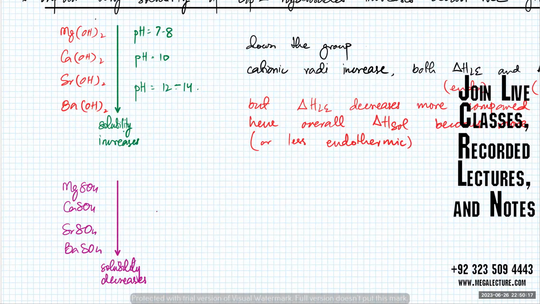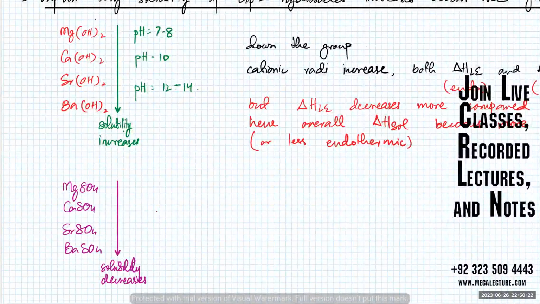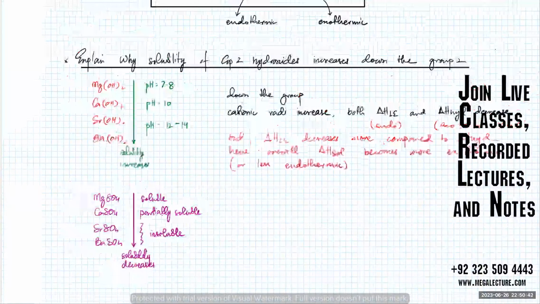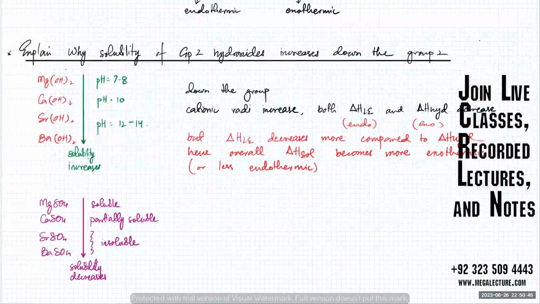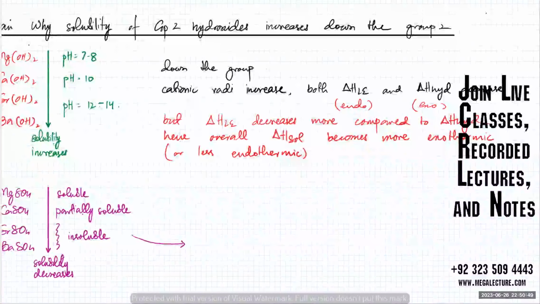So solubility decreases now. The first one is soluble. This one is slightly, partially soluble, and these are insoluble. So we're going to write something which is going to be kind of the same. Okay, so down the group, the same thing happens.